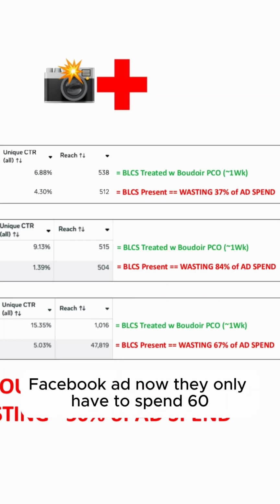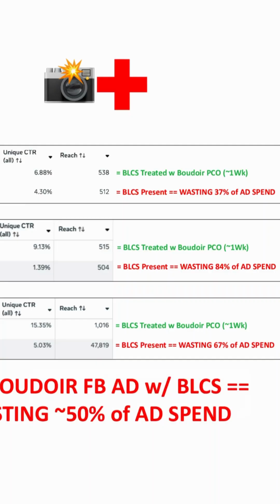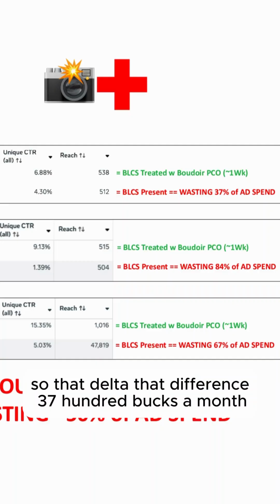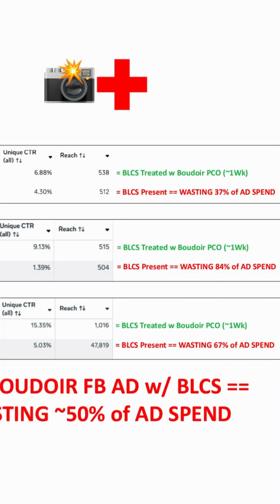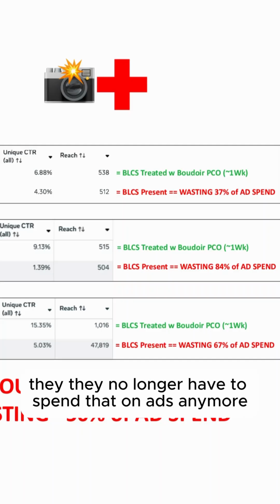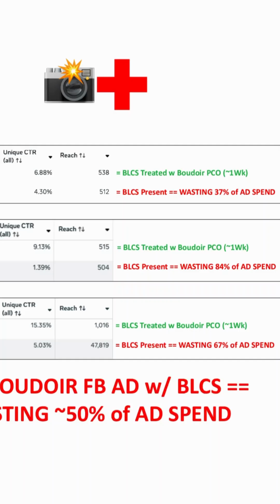Now they only have to spend $6,300 a month on the Boudoir Pico treated ad to get it into the same number of women's brains. So that delta, that difference, $3,700 a month, they can just pocket as a phantom bonus. They no longer have to spend that on ads anymore, like a Boudoir Pico bonus.